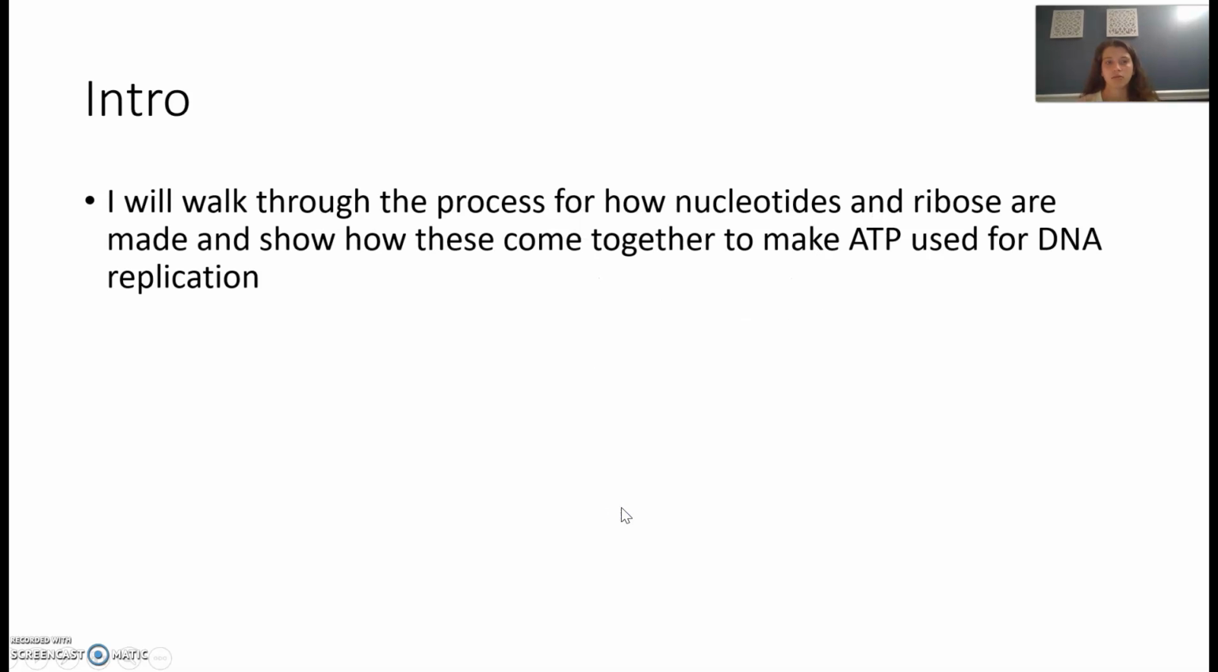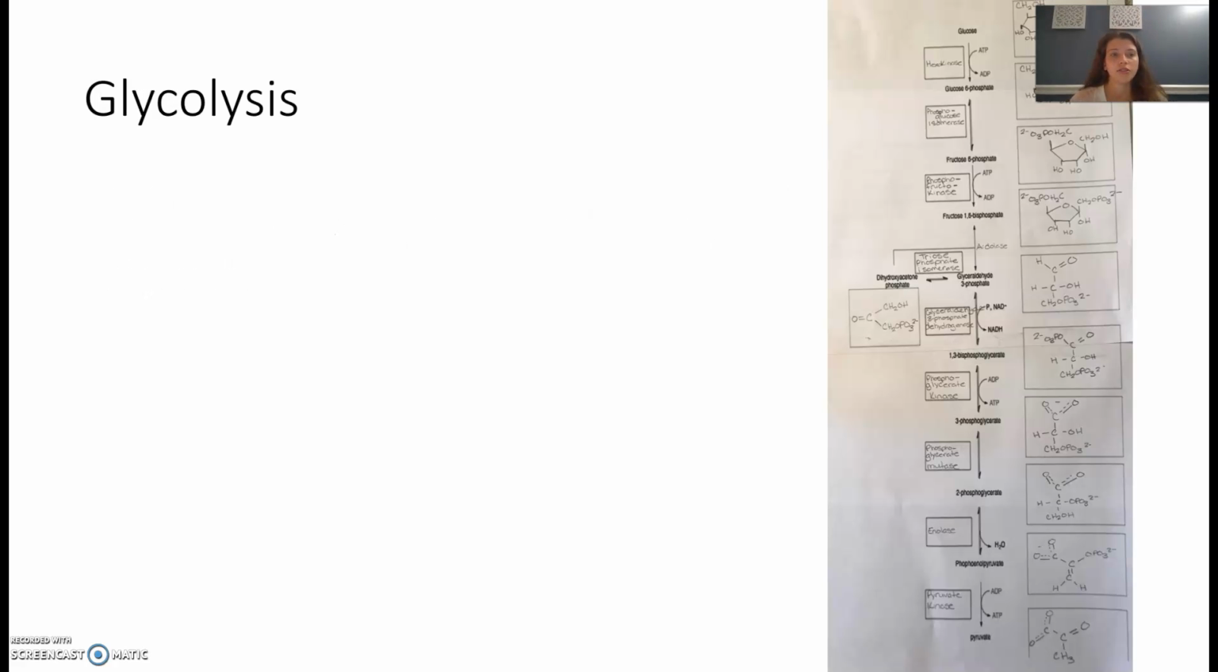Okay. So for an intro, today I'm going to walk through the process for how nucleotides and ribose are made and show how these all come together to make ATP and they're used for DNA replication. Alright, so first I'm going to start off by explaining glycolysis. So this is what I made for our poster.